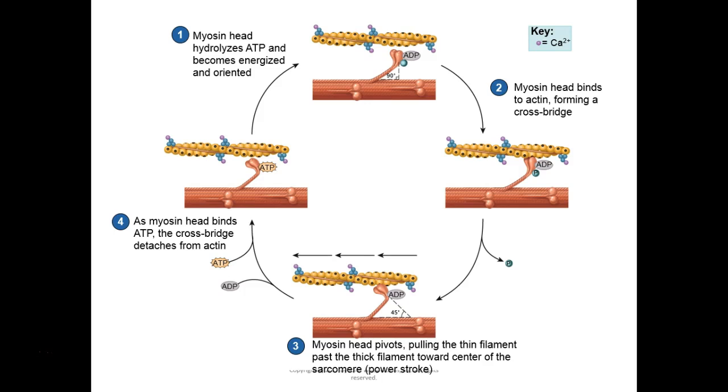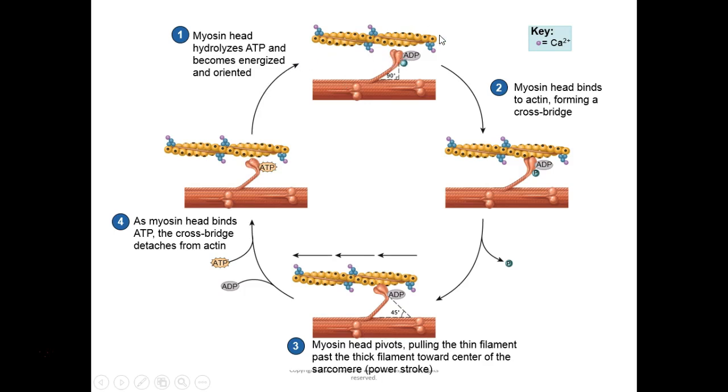At the end of that power stroke, the cross bridge is still firmly attached to the actin until another ATP molecule comes in. Remember, here we took off the ADP, but now we want to detach that head, so it requires another ATP molecule coming in. As the ATP molecule comes in and binds to that binding site on the myosin head, it detaches from the cross bridge formation on that actin. So what happens? The whole cycle starts again.